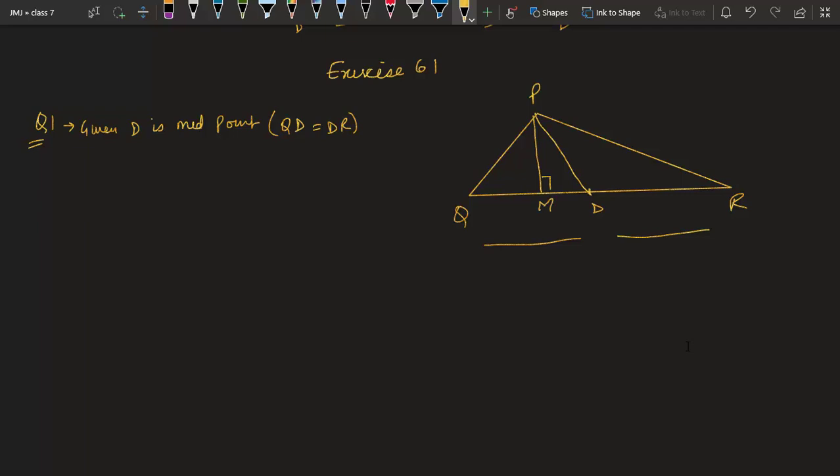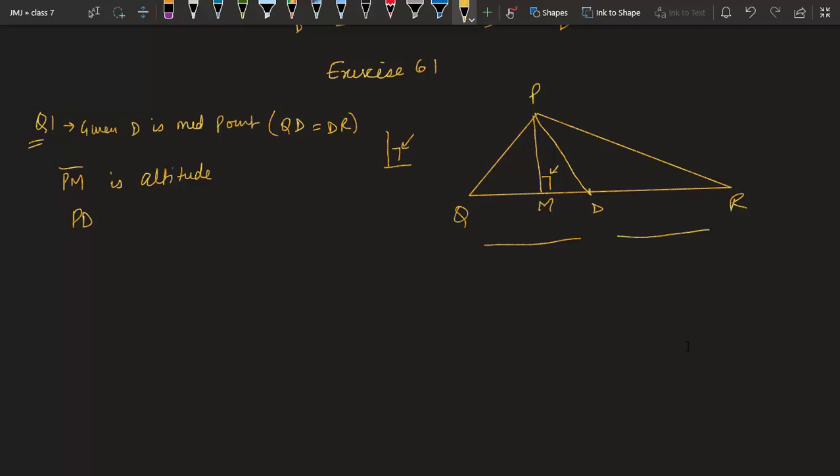Now they are asking this PM line segment is what? So if you observe, I have told you in the previous concepts only that this PM is standing perpendicular on the base QR. This angle is right angle. As you can observe, this square thing signifies it is a right angle. Now we can say this PM is an altitude, first thing. Second is PD. Now what is a PD?